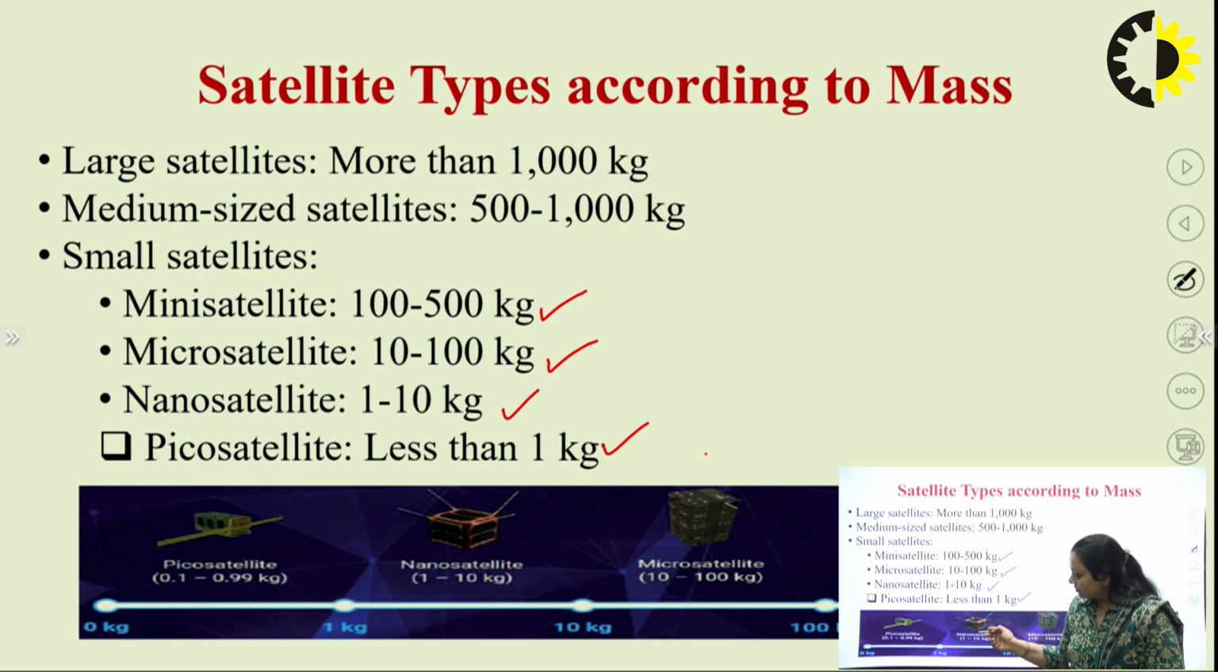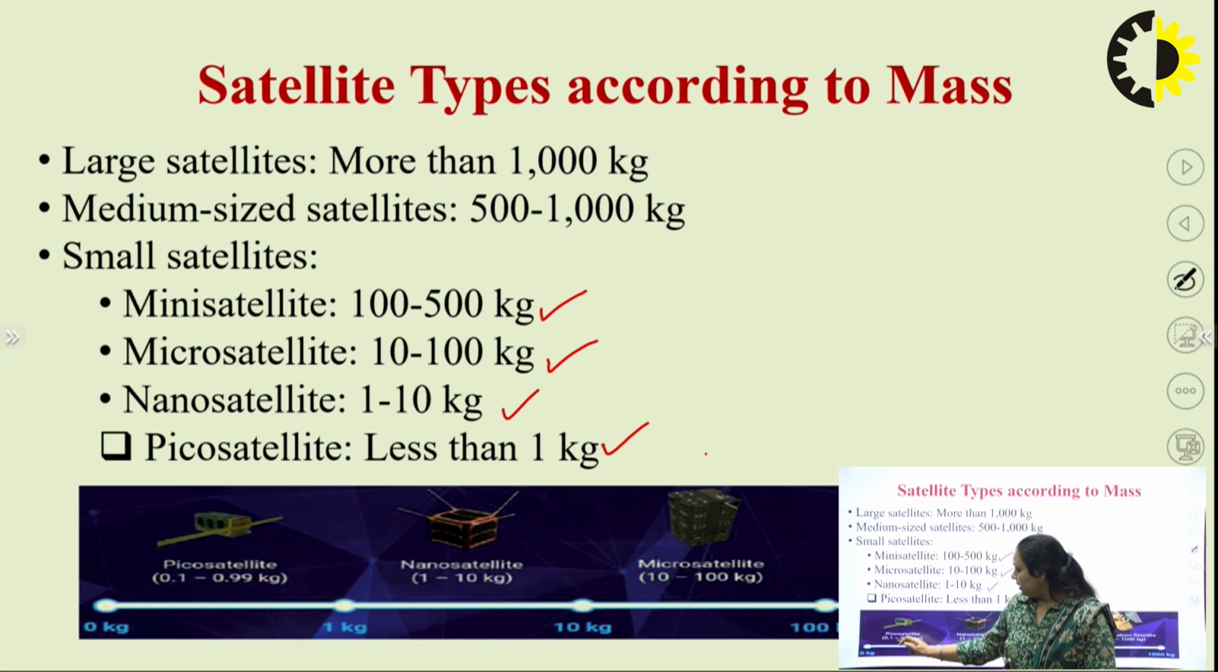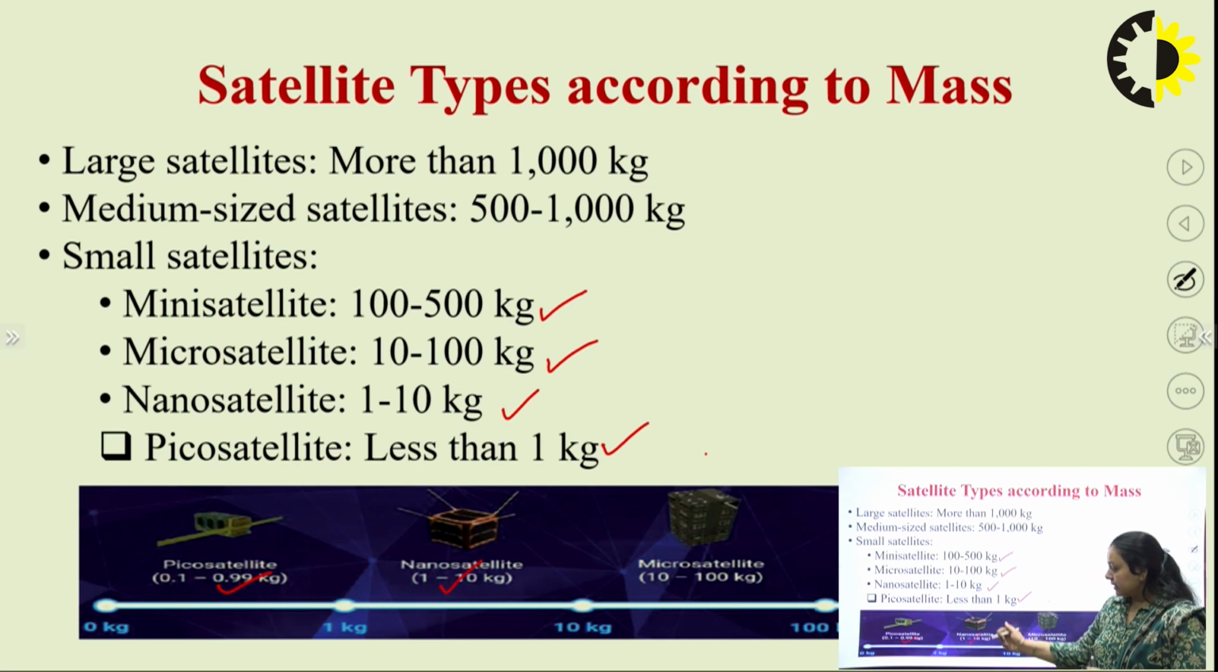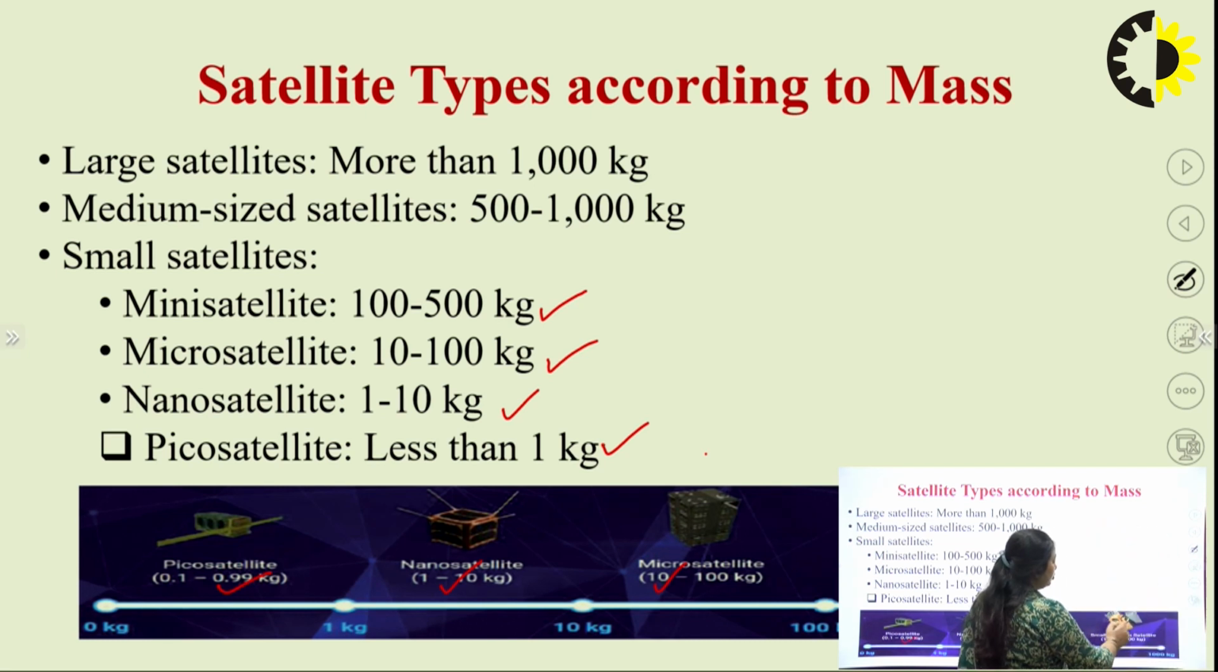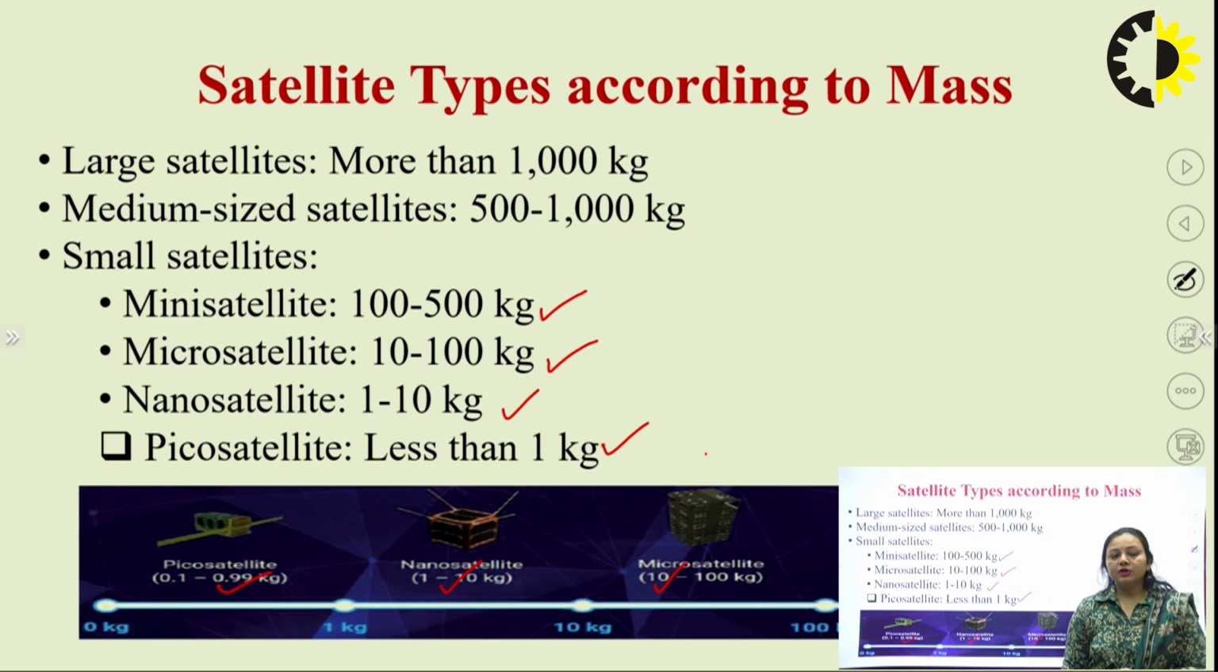From this picture also we can see that satellites of less than 1 kg are pico satellites. If I have 1 to 10 kg weight, then these are nano satellites, slightly larger than pico satellites. Then 10 to 100 kg are micro satellites, and 100 to 1000 kg you can call a small or medium sized satellite. If they lie in the range from 100 to 500 kg, they are still in the category of small satellites. But if you go beyond 500 kg but less than 1000 kg, they are medium sized satellites.